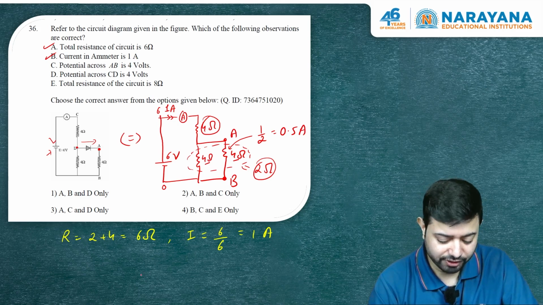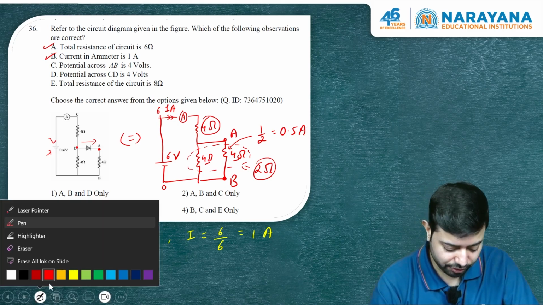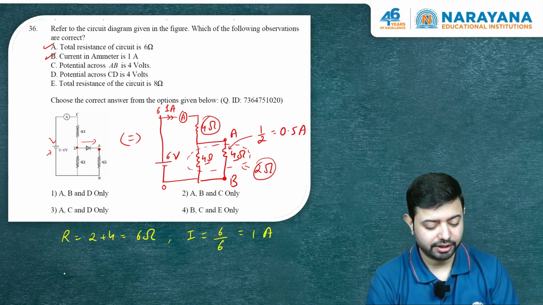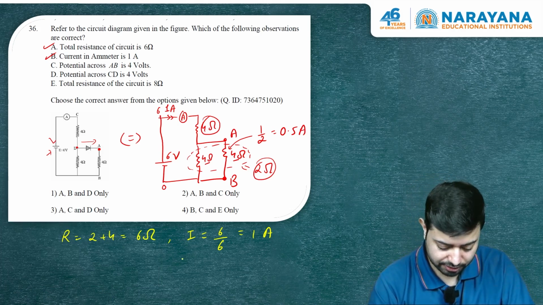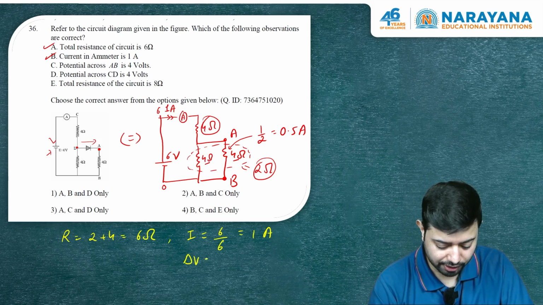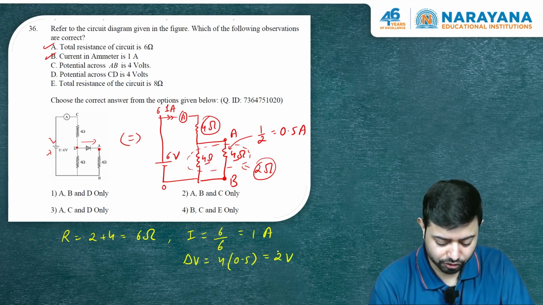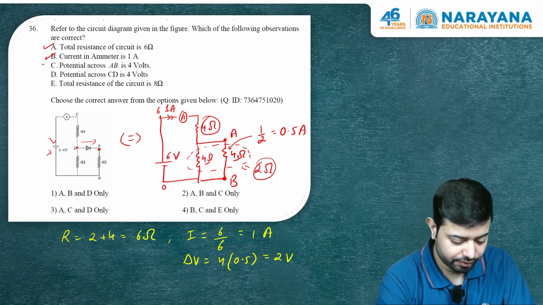Okay. So, 0.5 ampere is passing through the 4 ohm. So, what is the voltage difference across that 4 ohm resistor? That is the potential difference between A and B. How much is it? That delta V for the C part is going to be 4 into 0.5, which is 2 volts. So, that option is not matching at all.